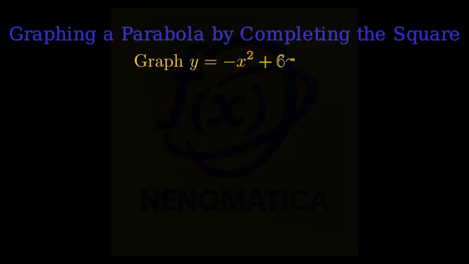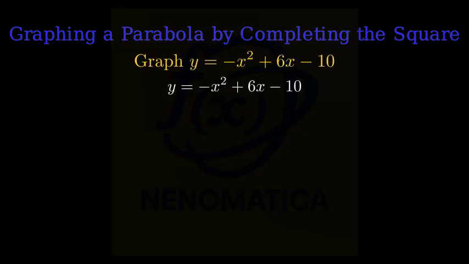In this lesson, we will graph the parabola y equals negative x squared plus 6x minus 10. We'll convert it to vertex form by completing the square, find the vertex and axis of symmetry, make a small table of values, and then sketch the graph.